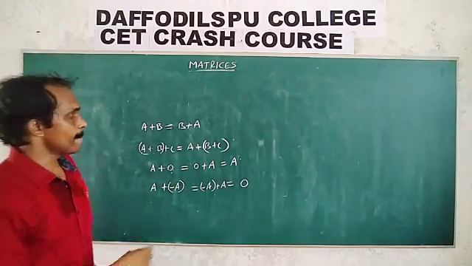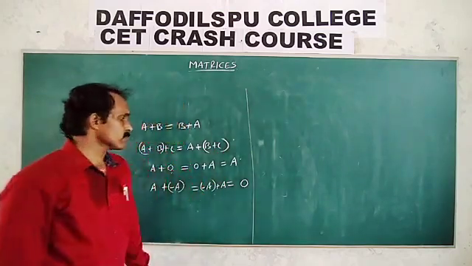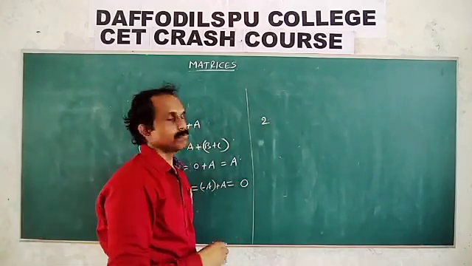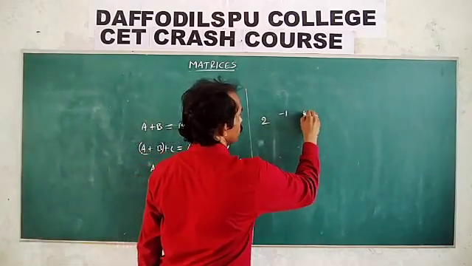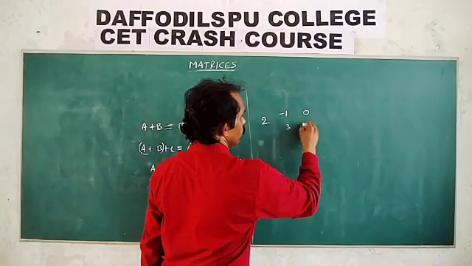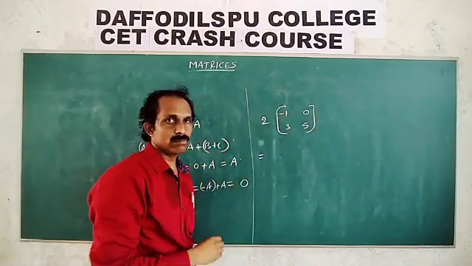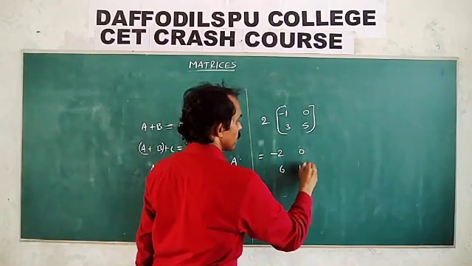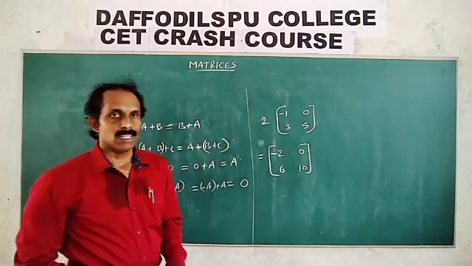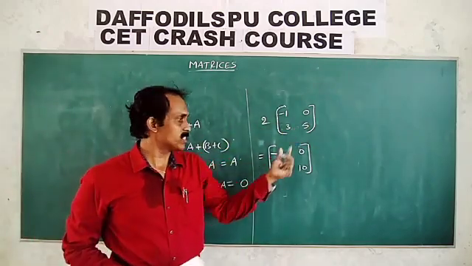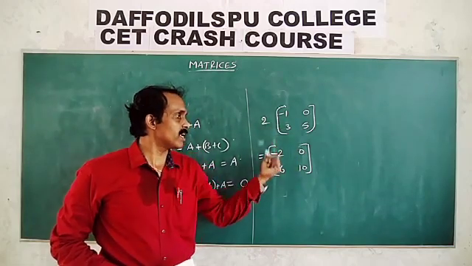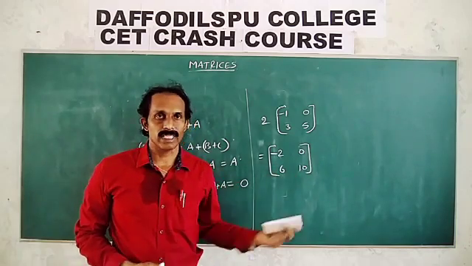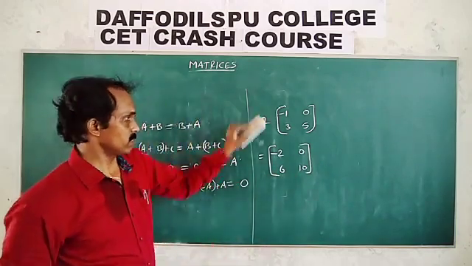Next, scalar multiple. Suppose this is a scalar multiple of the matrix minus 1, 0, 3, 5. This is equal to minus 2, 0, 6, 10. A scalar multiple of a matrix means the scalar is multiplied with each and every element, giving minus 2, 0, 6, 10.